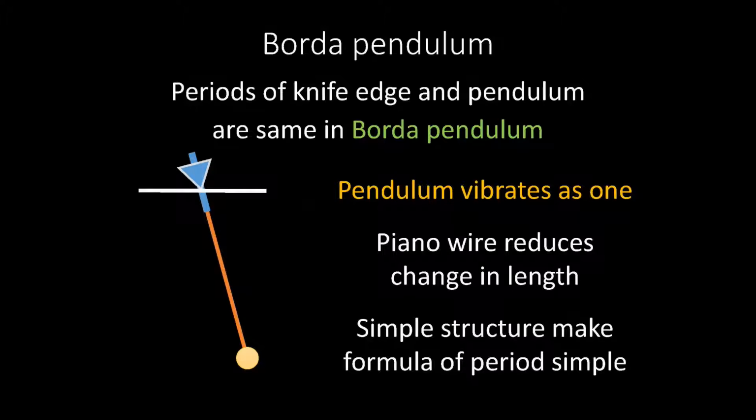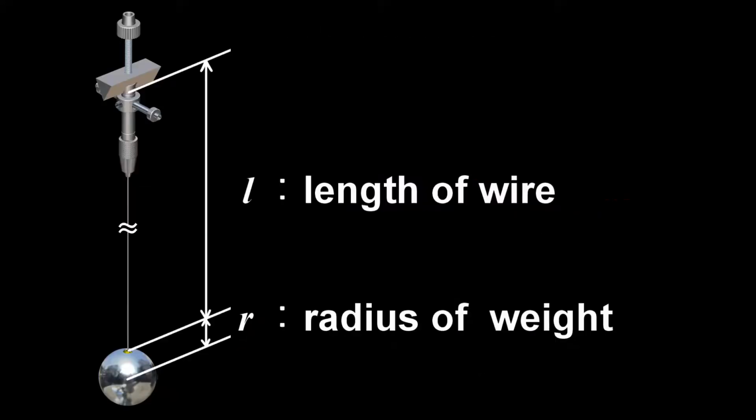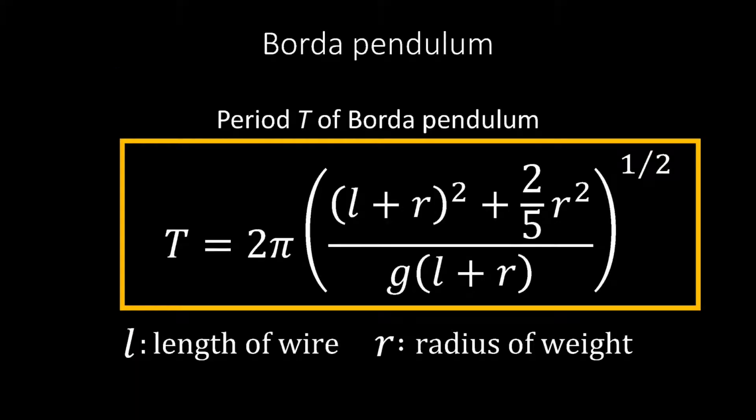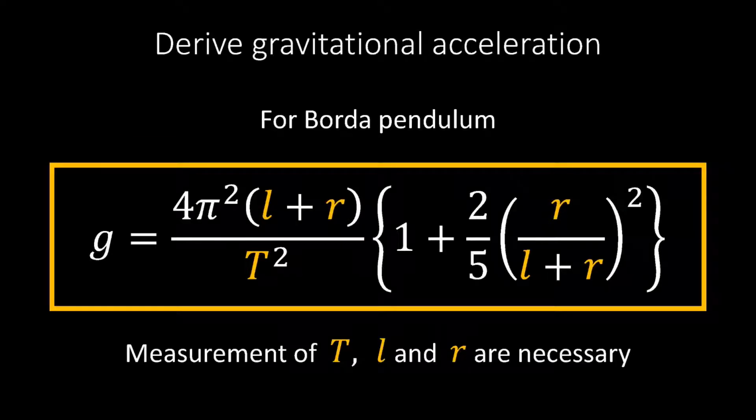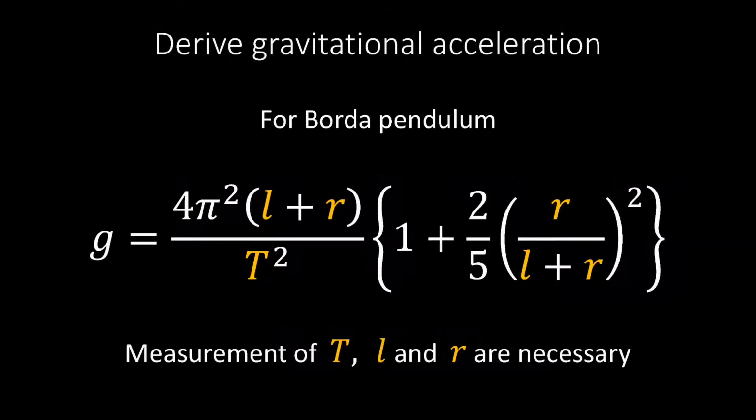Since the structure is simple, the equation for the oscillation period is also simple. If the length of the piano wire, L, and the radius of the weight, R, are defined as shown in the figure, the oscillation period of the Borda pendulum, T, can be expressed by this equation. The gravitational acceleration, g, is expressed by the following equation. We can see that we need to measure the period, T, the length of the piano wire, L, and the radius of the weight, R.